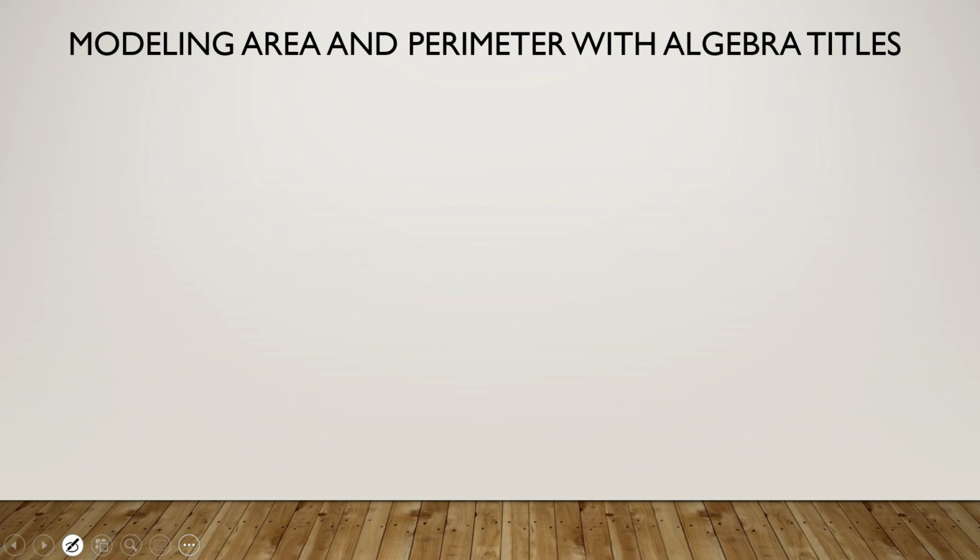Today we continue our discussion of modeling area and perimeter using algebra tiles. And we're going to pivot today because, to be honest, drawing a lot of algebra tiles is extremely inefficient. So we'll look at a better way, perhaps, to model products of polynomials using something called a generic area model.